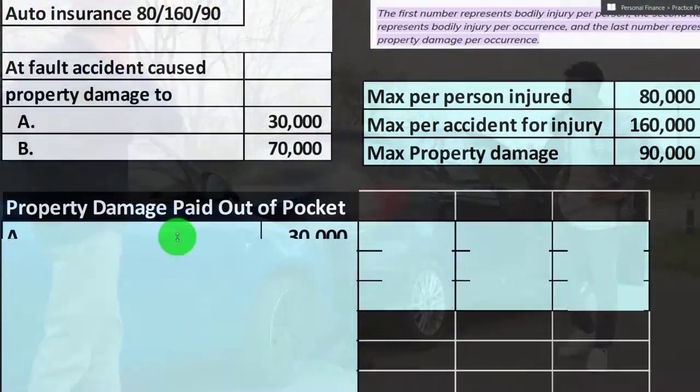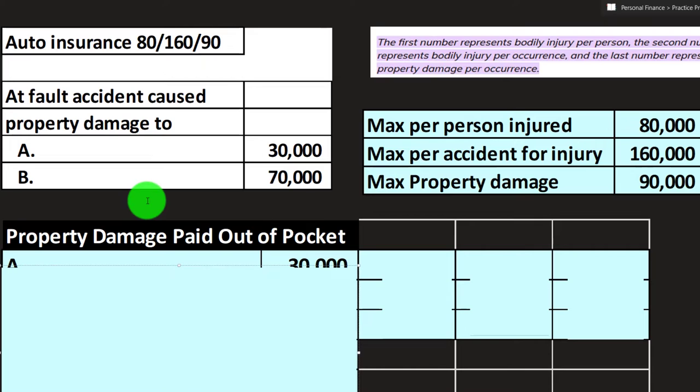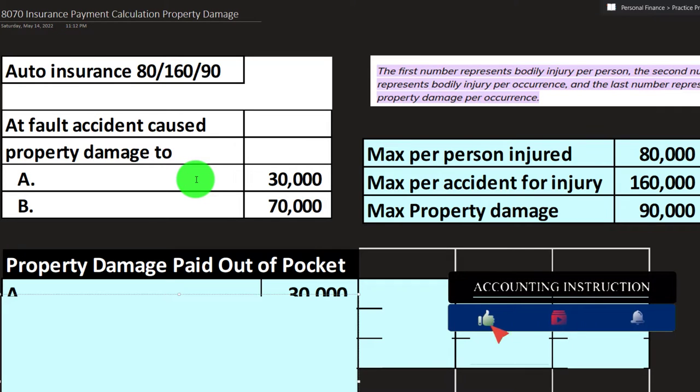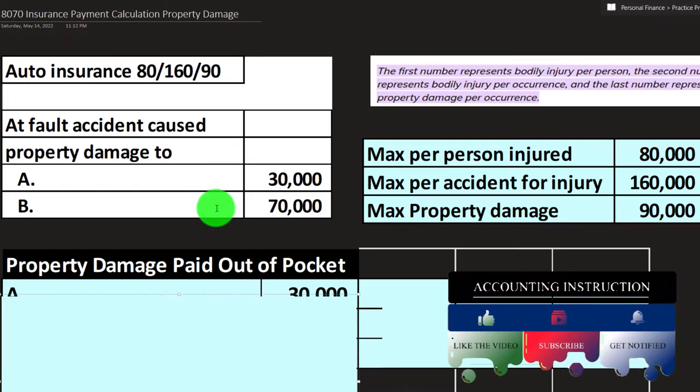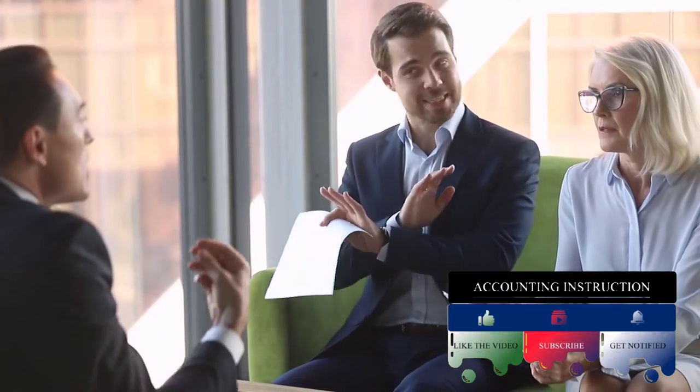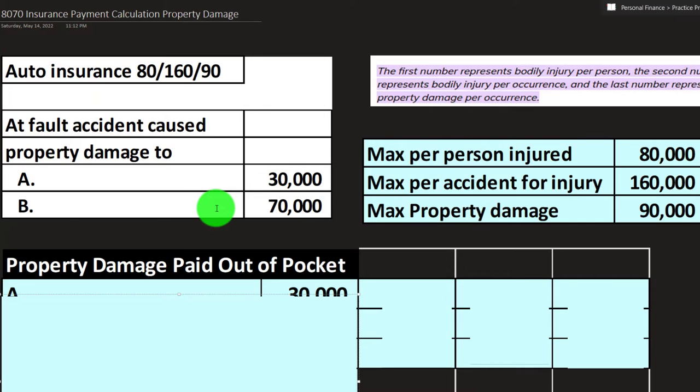Okay, so if we were going to break this out, we're going to imagine that we have an at-fault accident that we were at fault in, that caused property damage. So it caused property damage, so we're not really looking at the first two numbers, which we looked at in a prior problem, the 80 and the 160, but we're considering that 90. It caused property damage to two different owners of property. So we've got the 30,000 and the 70,000. We can imagine we hit a parked car and then a fence or something like that for two different people that have claims about an accident that we caused, which caused the property damage.